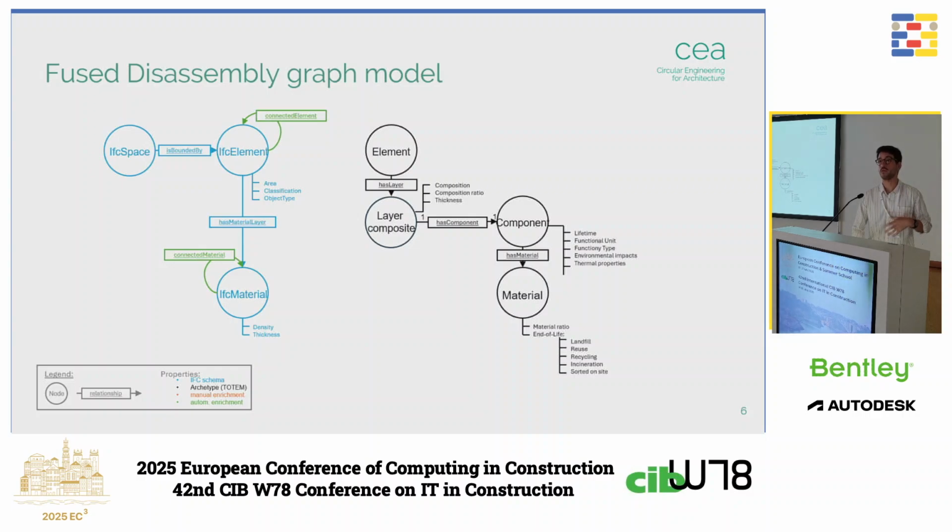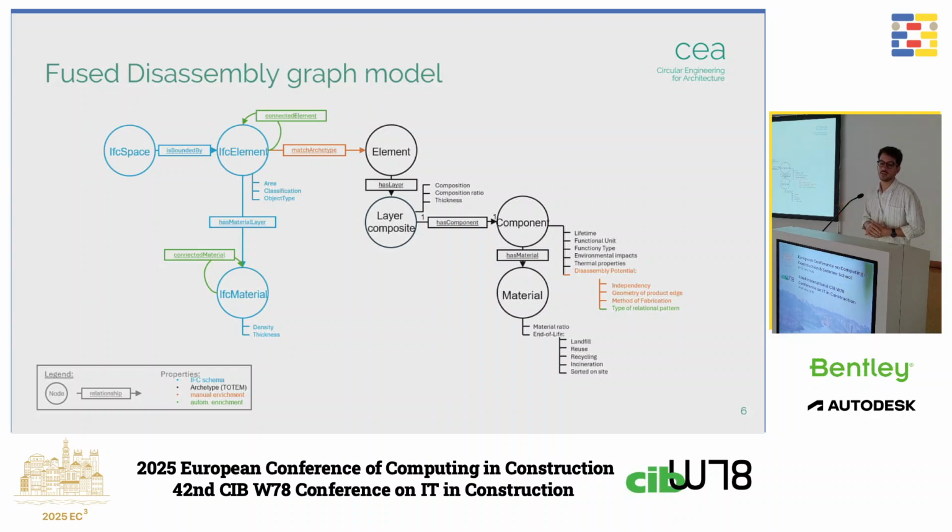On the right-hand side, we have the more detailed archetype graph. As I said, I'm using Totem. This is the information given in a Totem database. Then we manually match it, so there are some manual steps still involved here.